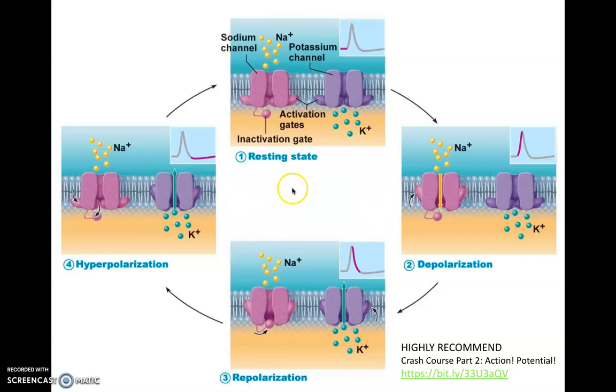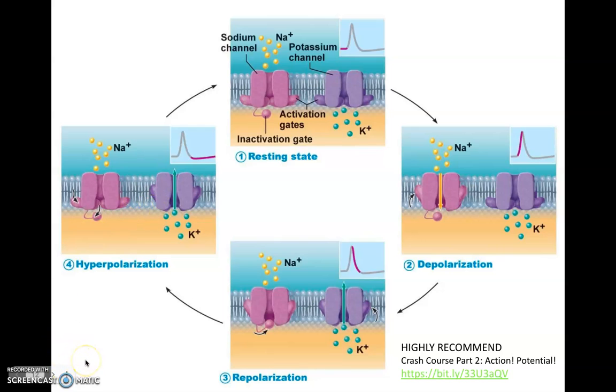It shows you those four major steps of resting potential, depolarization, repolarization, and hyperpolarization. And it also shows you where on the graph that's occurring and what's going on with those sodium and potassium voltage gated channels.